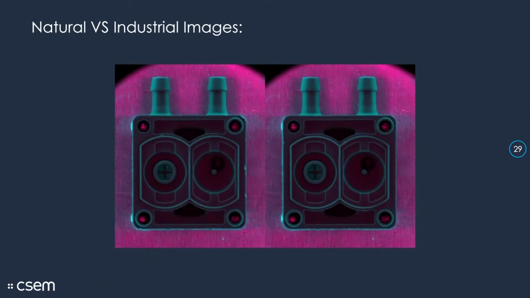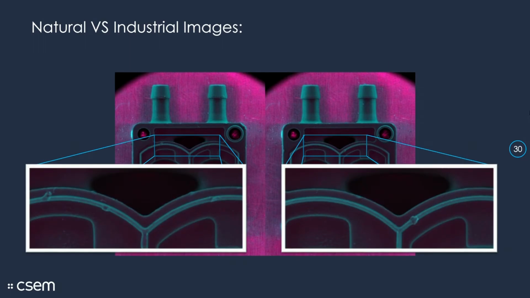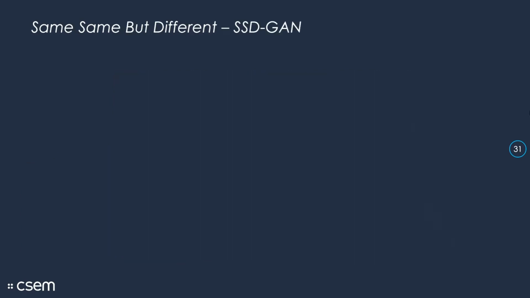But when we go to industrial images, the setting is very calculated. We use special equipment to make sure that each and every photograph we take, for instance, of these parts is the same, and they are the same position, the same settings. And these pictures, even though they are from different objects, almost look identical. Or do they? Because if you look closer, you can see many differences in the textures and the details. And these are the details we care about. This is why we introduced our same but different GAN.